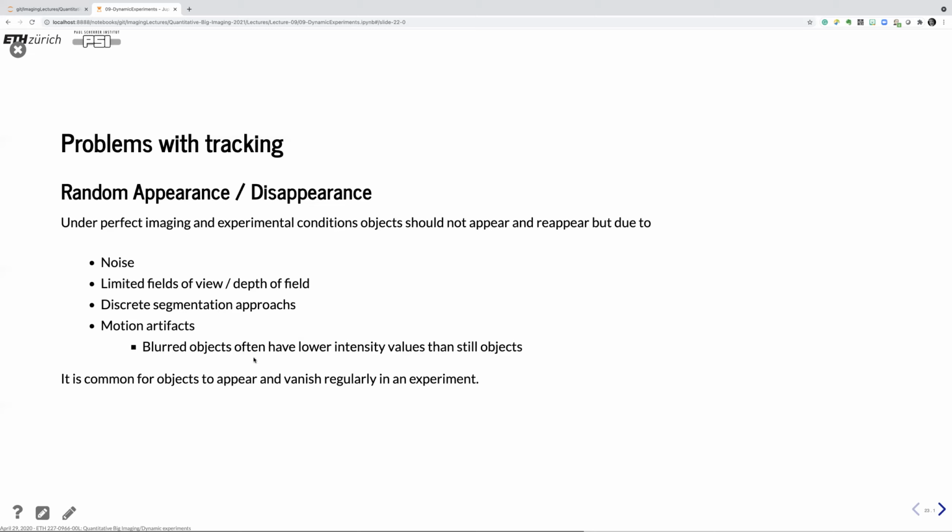Also, if you have motion artifacts, maybe your items are moving faster than you can really capture. Then you will get some comet tails behind them. And they will also have lower intensity than objects that are standing still.